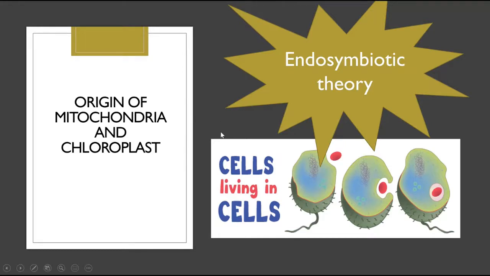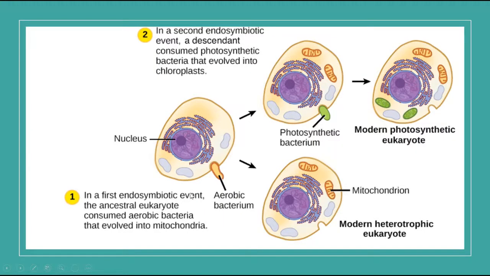Actually, there is strong evidence that points towards a theory. We call it the endosymbiotic theory. And what is symbiosis? Symbiosis is a relationship in which organisms from two separate species depend on each other and help each other. Endo means within, so it is a specific type of symbiosis where one organism lives inside the other organism, which are close to each other. Okay, so this is an example.